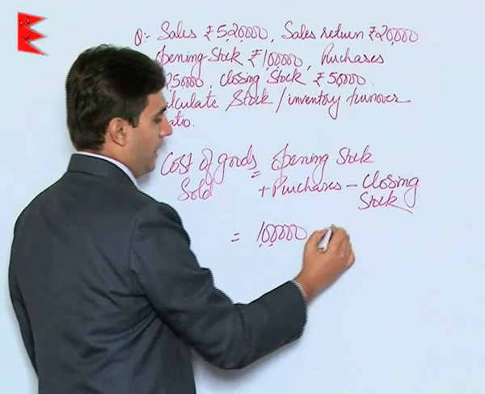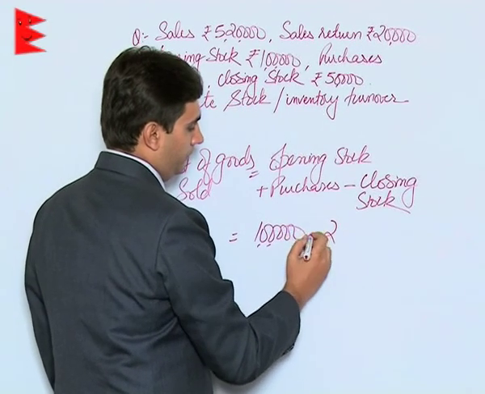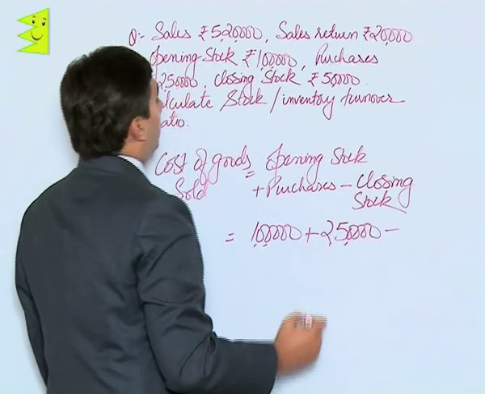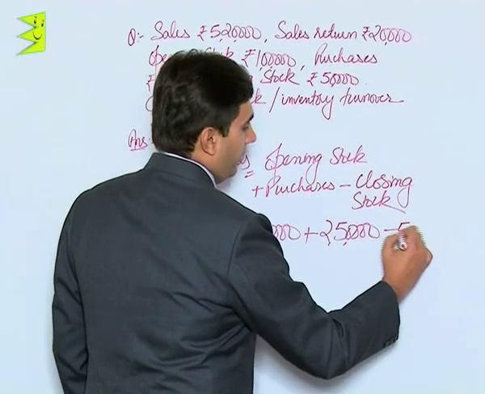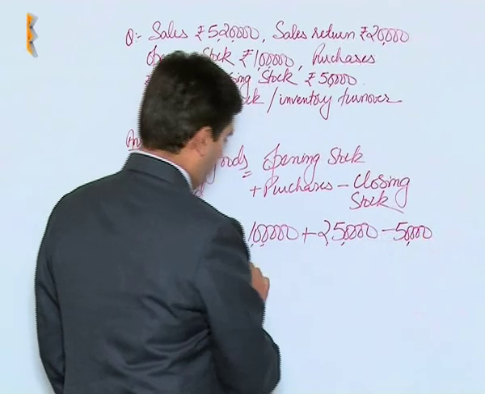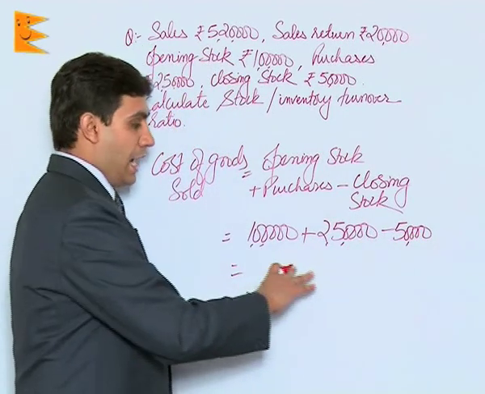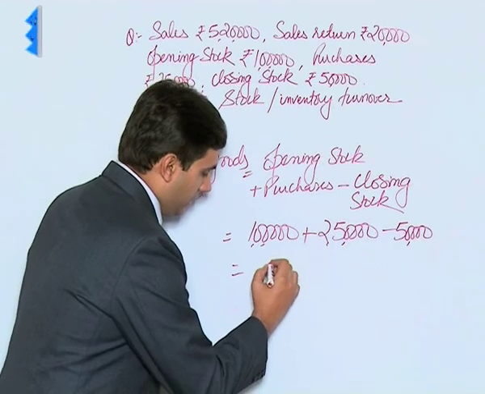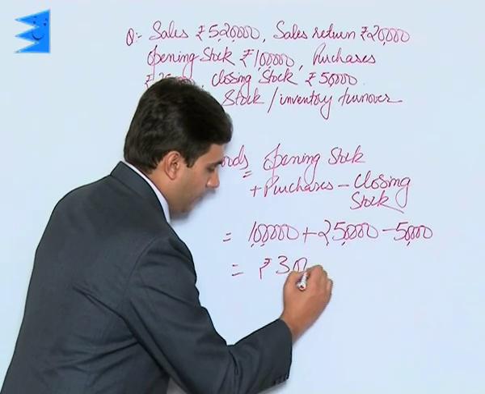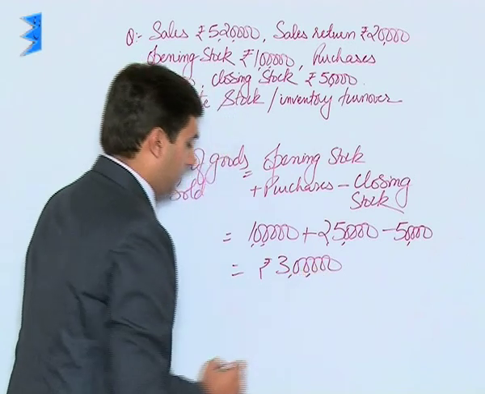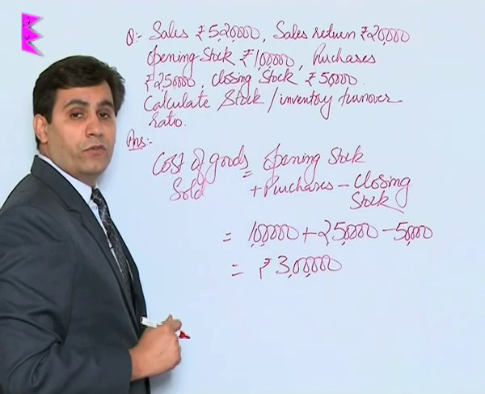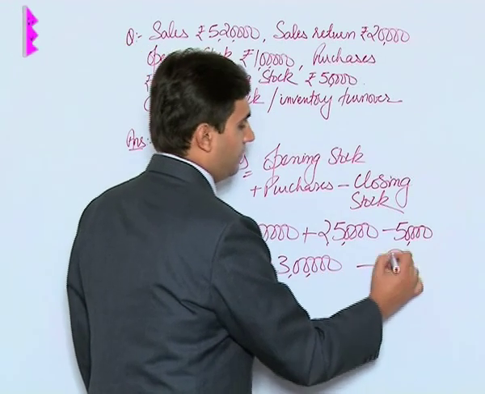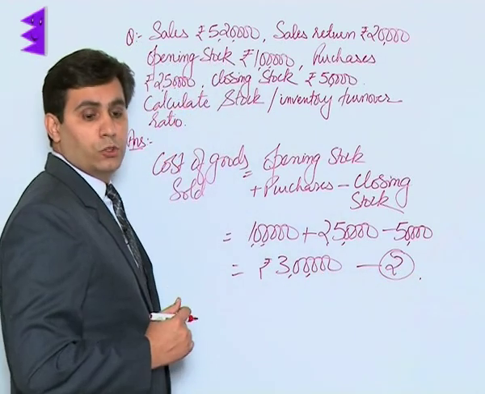Purchases are equal to rupees 2,50,000. And closing stock is 50,000. So now students, adding and subtracting this value, that is 350 minus 50,000, the answer comes to rupees 3 lakhs. That means the value of cost of goods sold for this question is 3 lakh. Let us mark it as equation number 2.